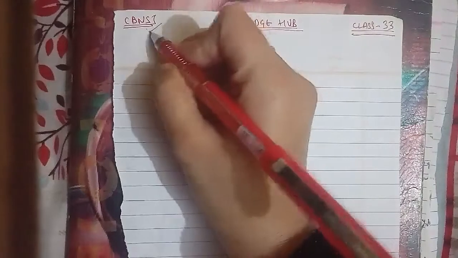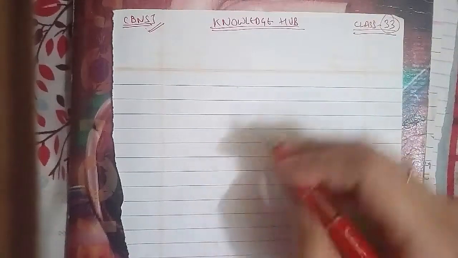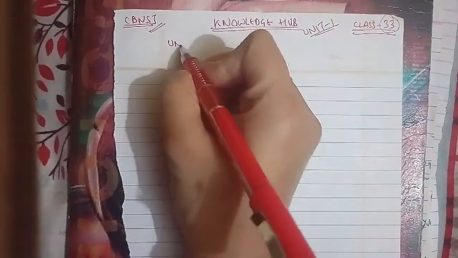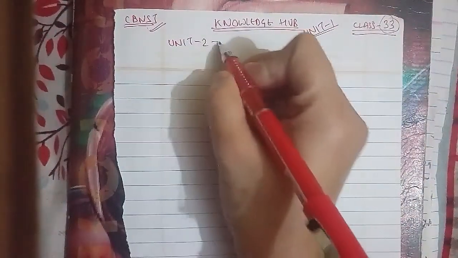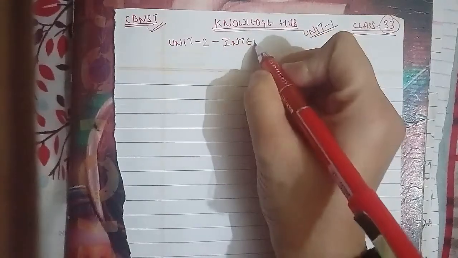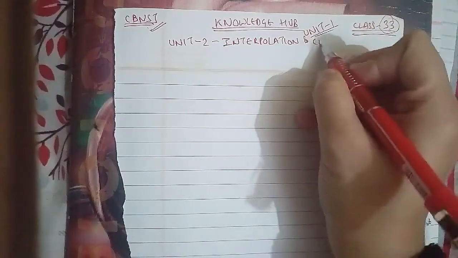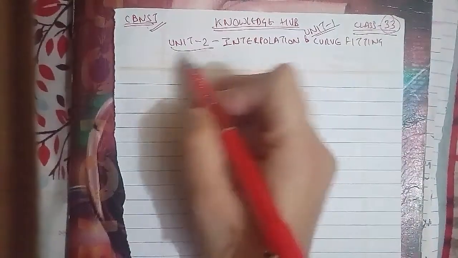Today we're going to start with your CBNST class, the computer based numerical and statistical technique. This is the 33rd class. We had done the 32 classes in the last session, and we completed unit 1 and started with unit 2. Unit 1 is computer arithmetic, errors and roots of equation, and unit 2 is interpolation and curve fitting. So that is what we'll have to discuss here.